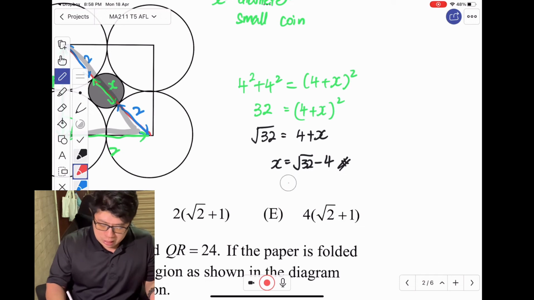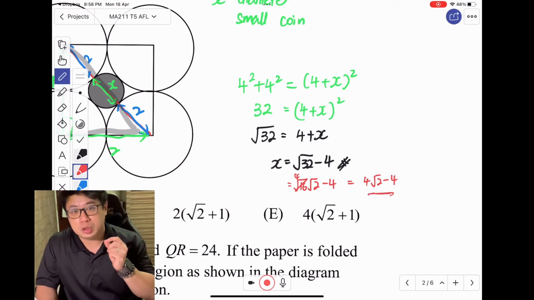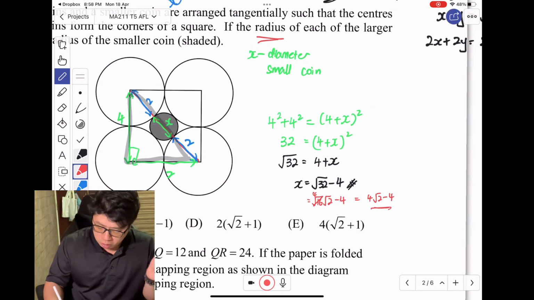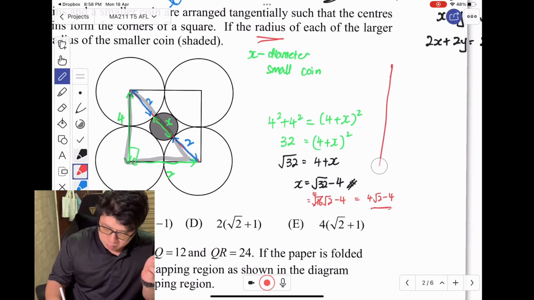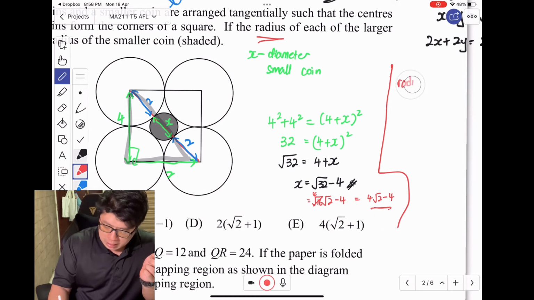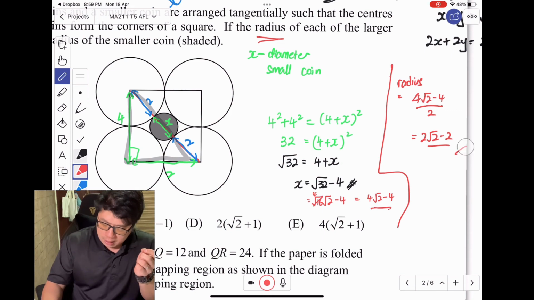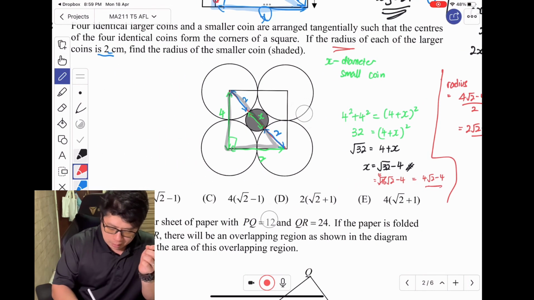Square root 32 is the same as square root 16 times square root 2, minus 4. Square root 16 is the same as 4. So you have 4 square root 2 minus 4. Remember, this is the diameter of the small coin. Now we want to find the radius of the small coin, so we have to divide it by 2. This gives us 2 square root 2 minus 2, which will be option B.